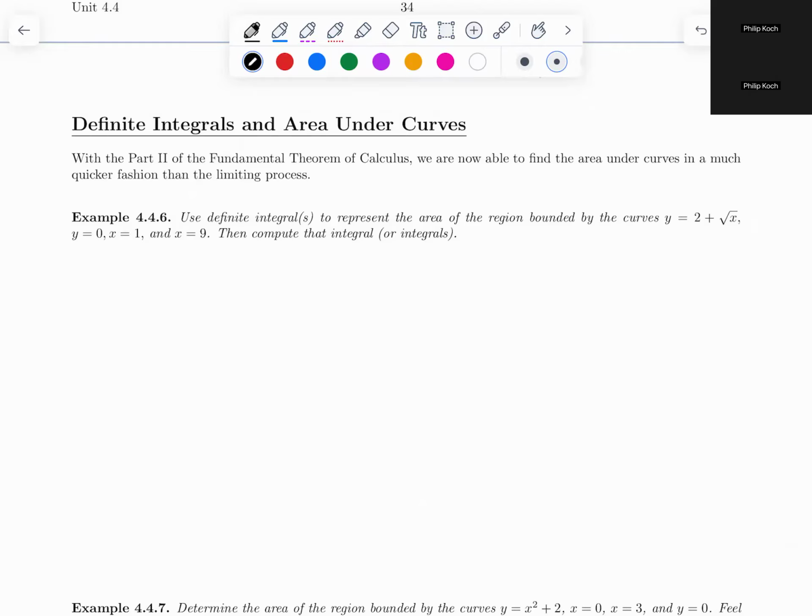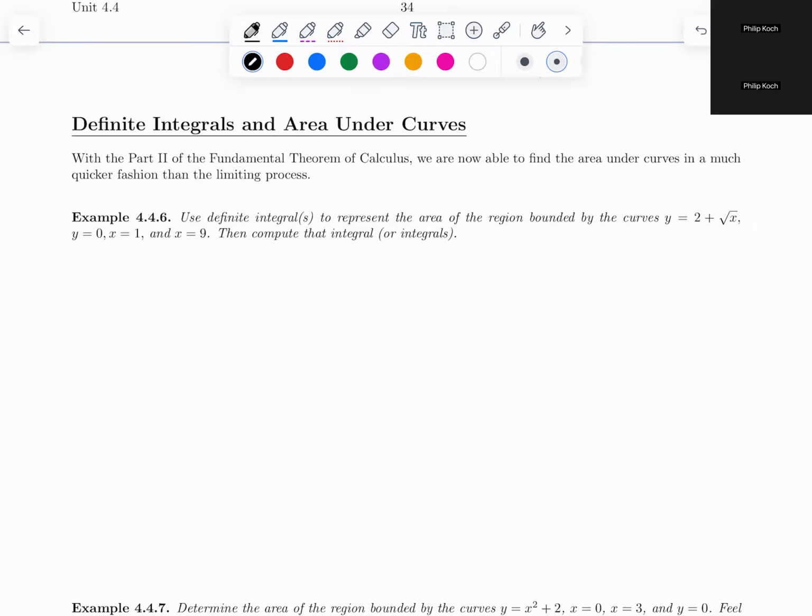So, use definite integrals to represent the area of the region bounded by the curves y equals 2 plus the square root of x, y equals 0, x equals 1, and x equals 9. Then compute that integral or integrals.